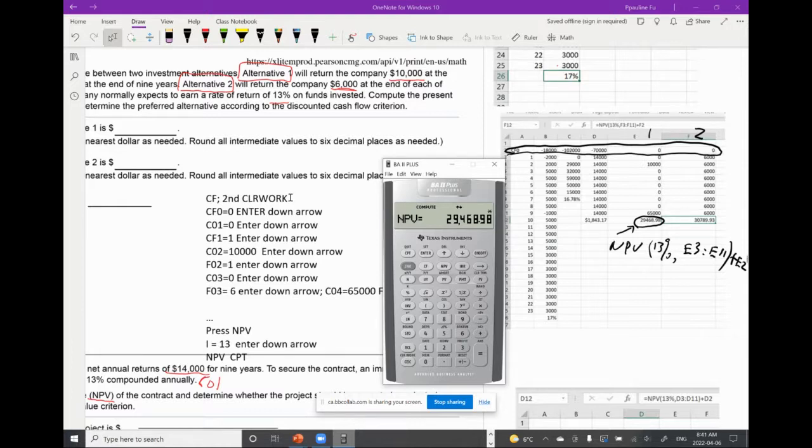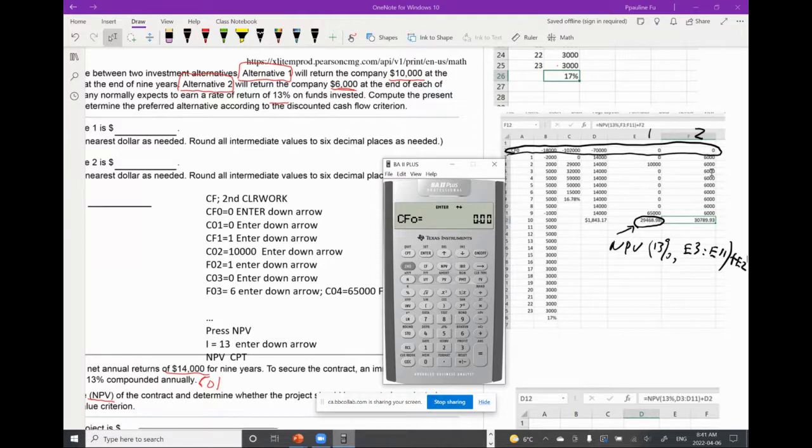Okay, this is alternative 1. Let's do alternative 2, using the calculator. When I do alternative 2, always start with the second quit and then press the CF button. After you press the CF button, you must press second clear work.